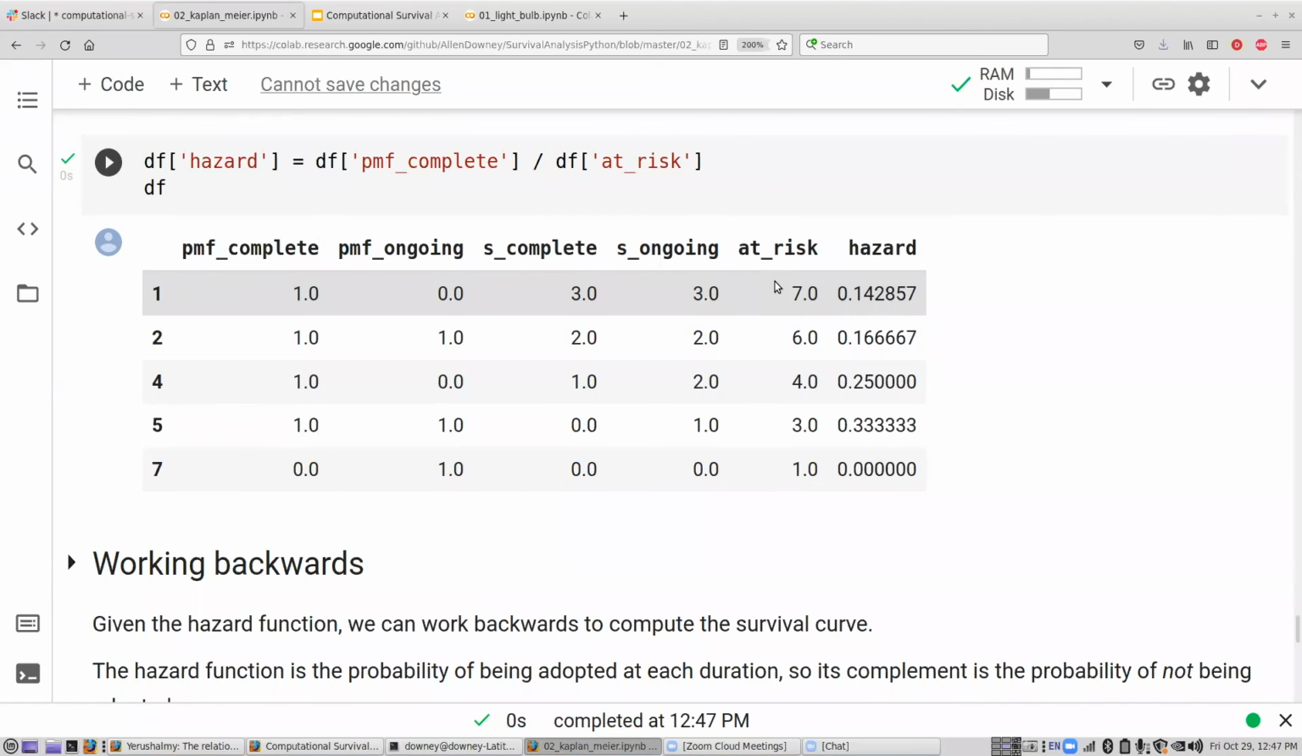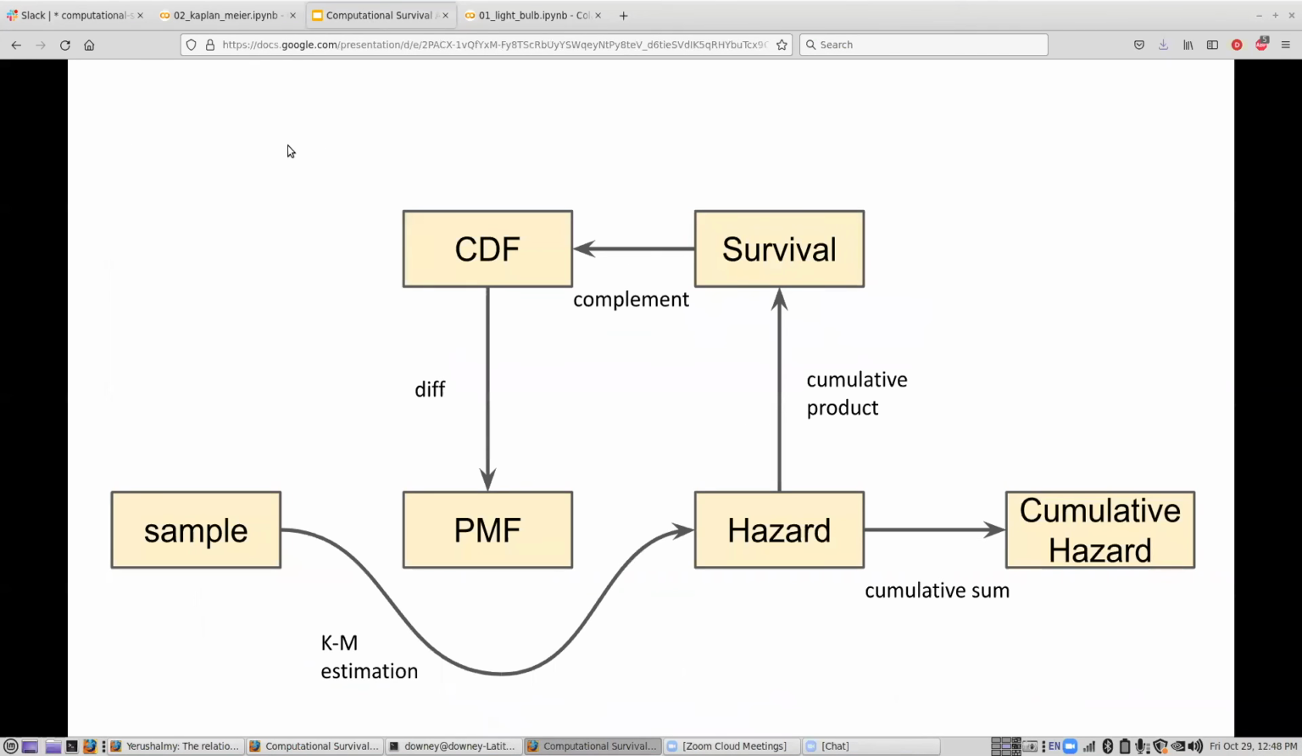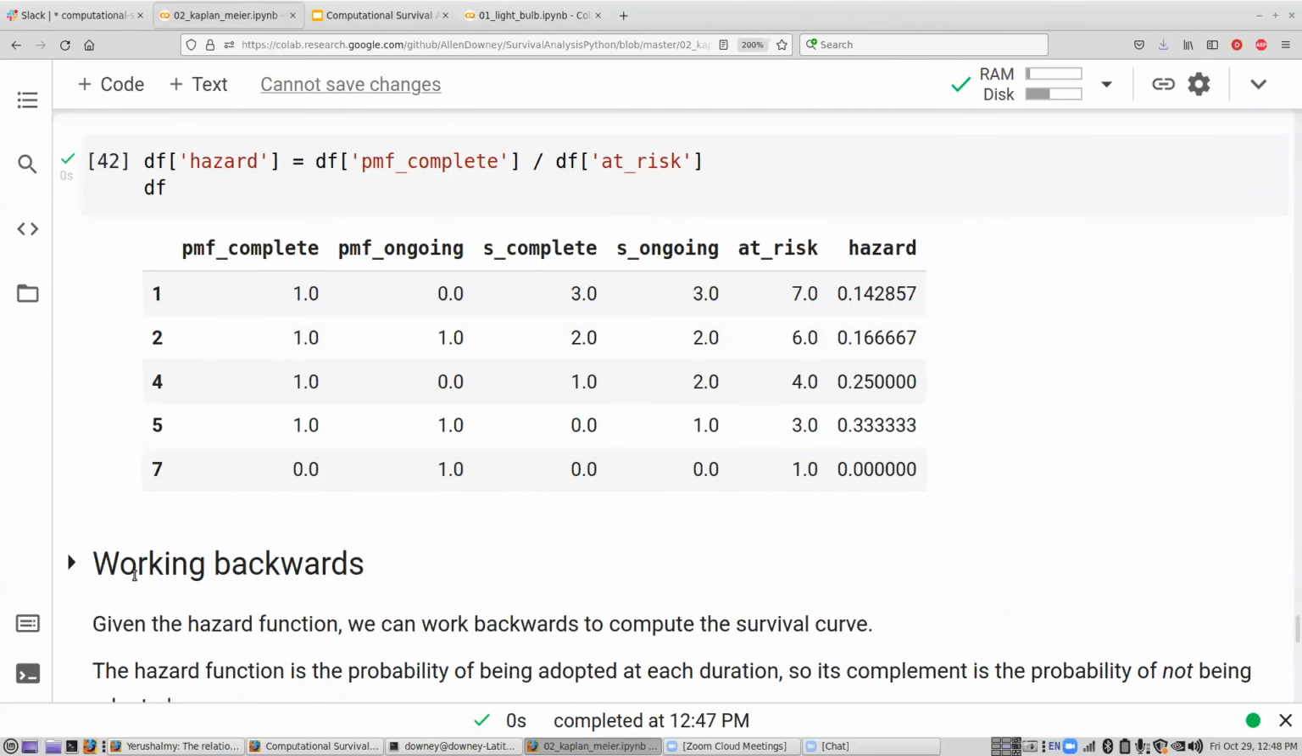Looks good. All right. And just a reminder where we are here, we're doing this. So we've just done the first step, which is to take the sample and compute the hazard function. That was the hard part. And everything else now is just to take the things that we did before and do them in the opposite direction. So given the hazard function, we're going to compute the survival function, the CDF, and the PMF. And that's what's in the next section.